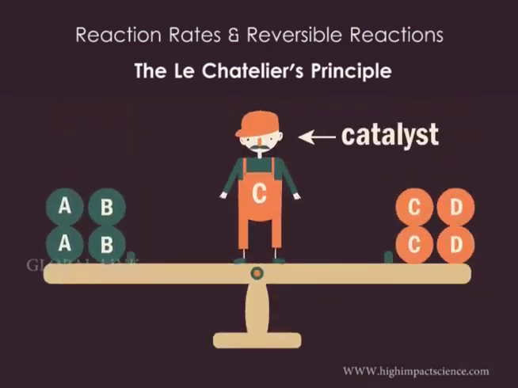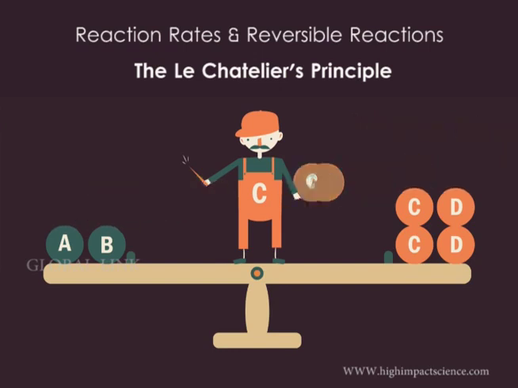Addition of a catalyst does not affect the position of equilibrium, as it increases the rate of both forward and reverse reactions. So it only quickens the attainment of equilibrium.